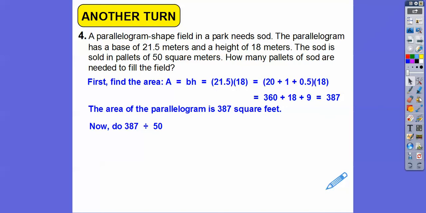Anyway, so now we're going to do the 387 divided by the 50, because each pallet is 50 square meters. So how many pallets are we going to need? Okay, so we get 7.74. So that's going to get us about 8 pallets right there.